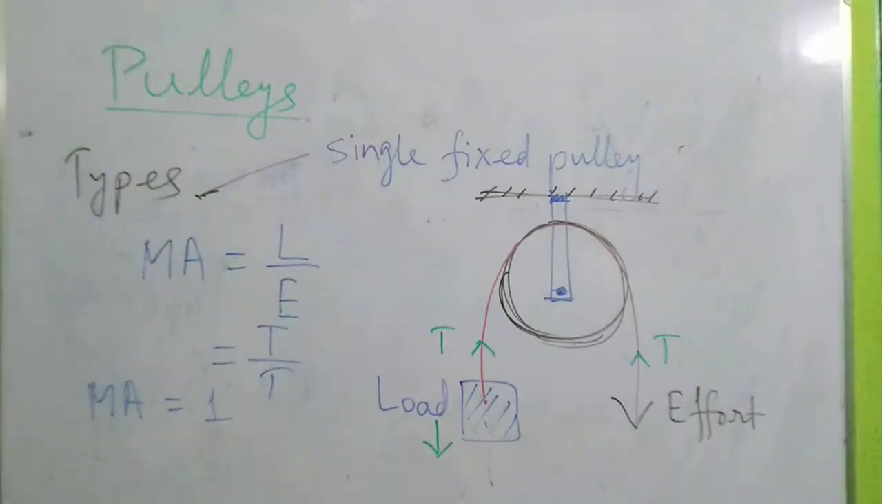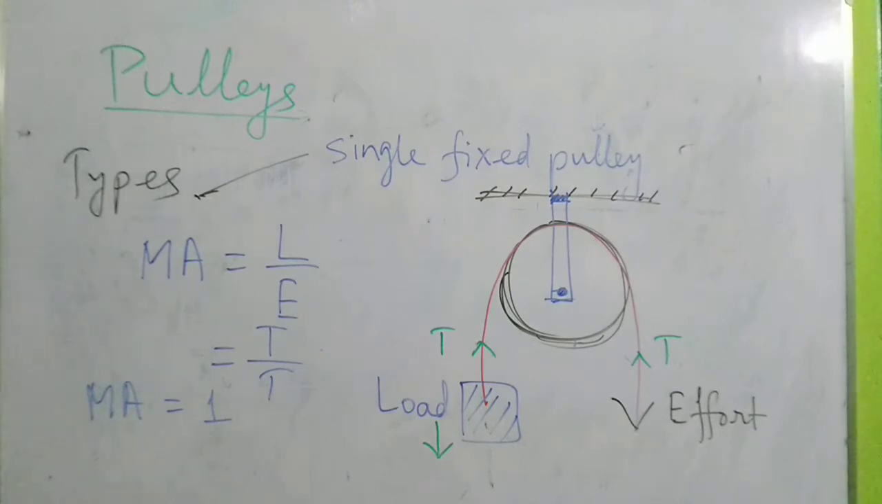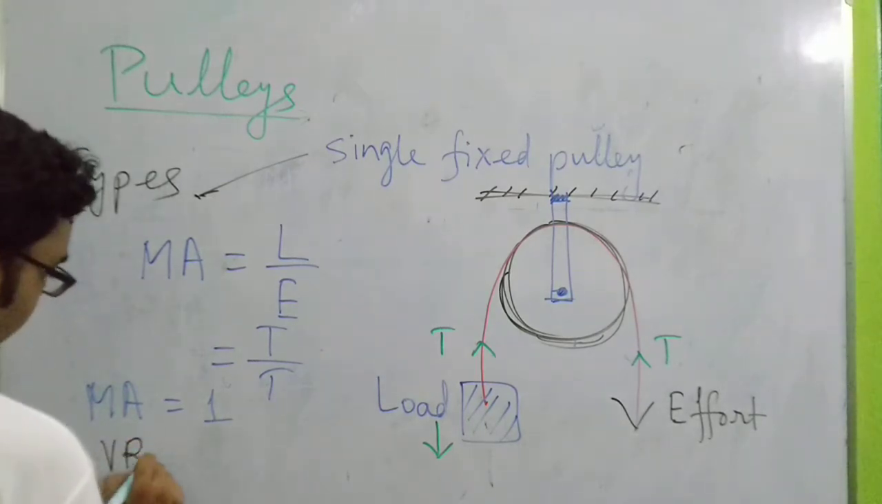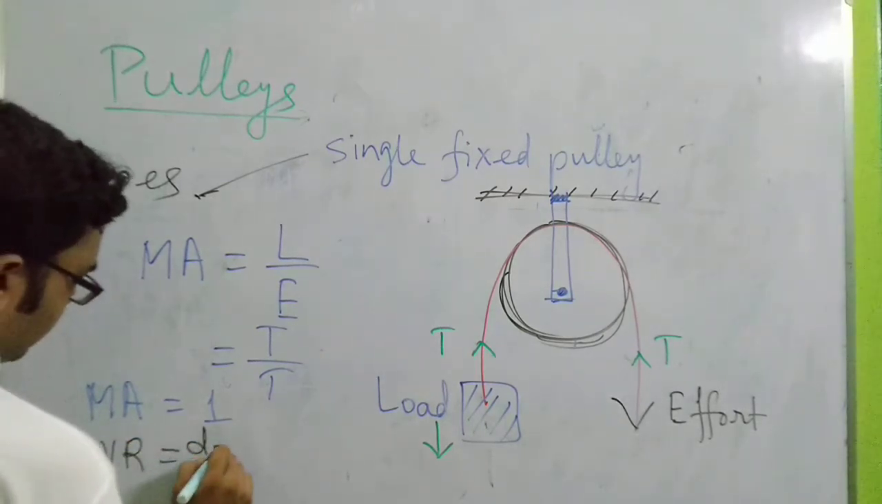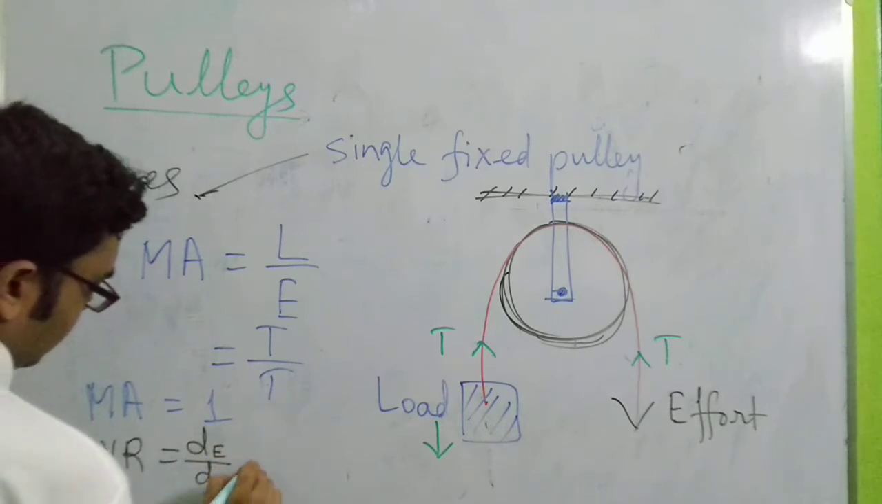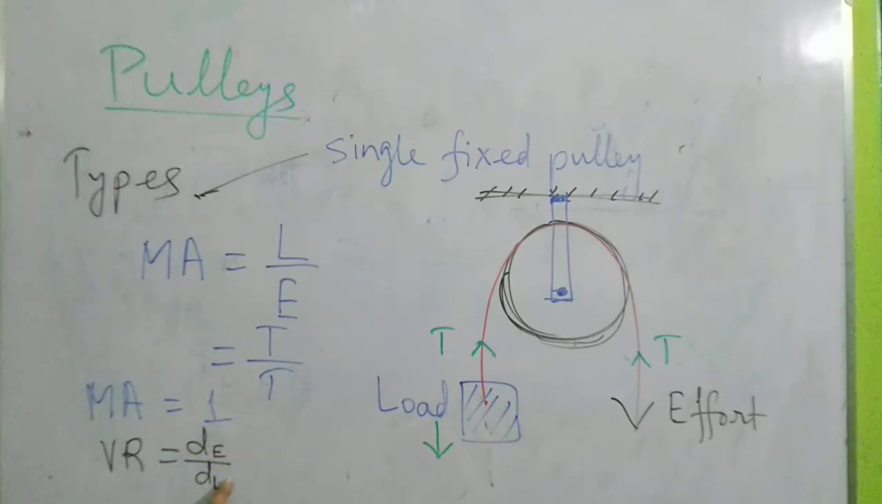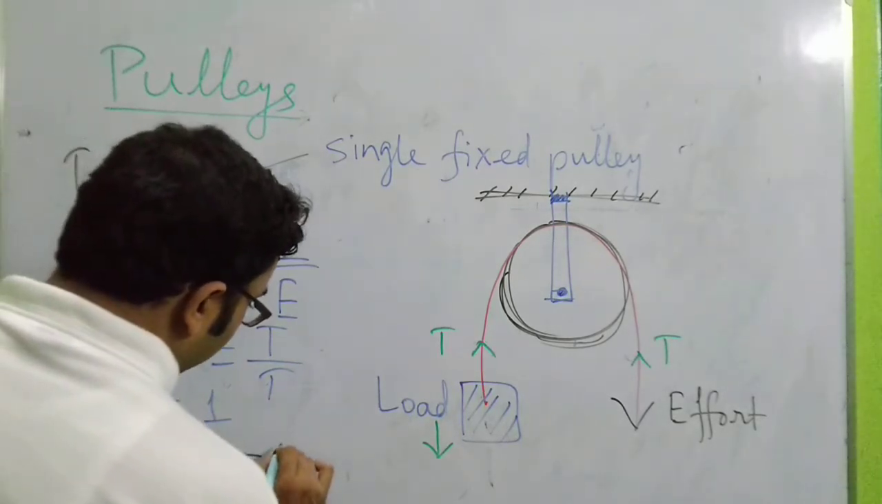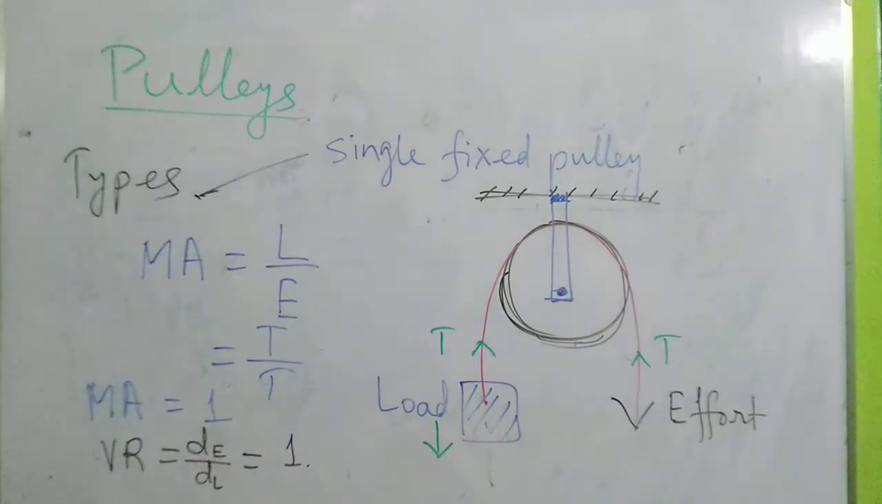So if I consider the velocity ratio of a pulley, then velocity ratio, as you have remembered, is the distance moved by the effort by the distance moved by the load. Both the distances moved in a certain time by the load and the effort are equal, so the ratio is also equal to 1. So velocity ratio is equal to 1, and mechanical advantage is also equal to 1. So for a single fixed pulley, both the values are 1.